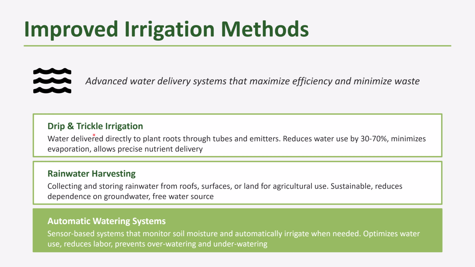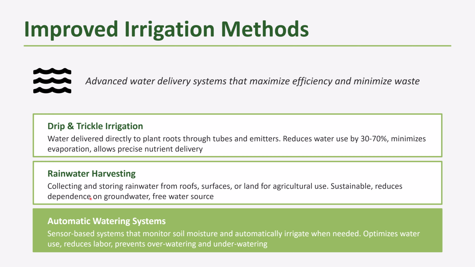Drip and trickle irrigation. This is a highly targeted system where water is delivered directly to plant roots through tubes and emitters. It is incredibly effective, reducing overall water use by 30 to 70% because it minimizes evaporation. It also allows for precise nutrient delivery directly to where the plant needs it most.